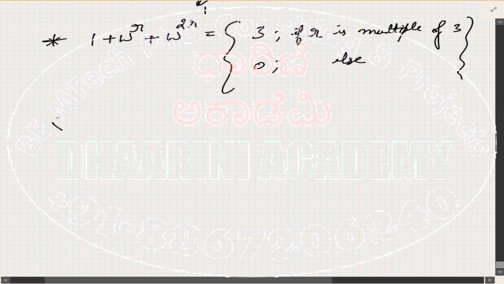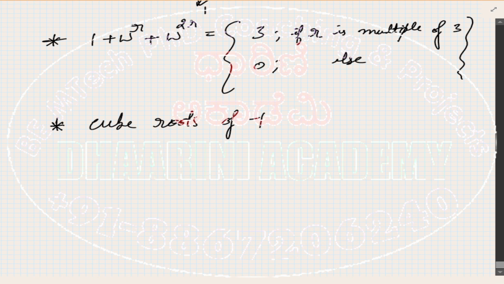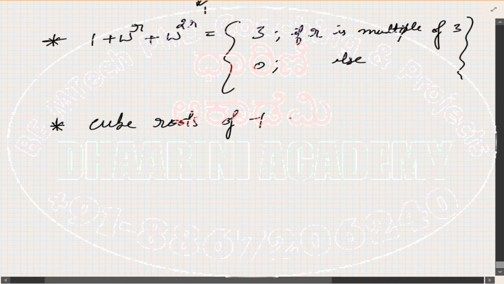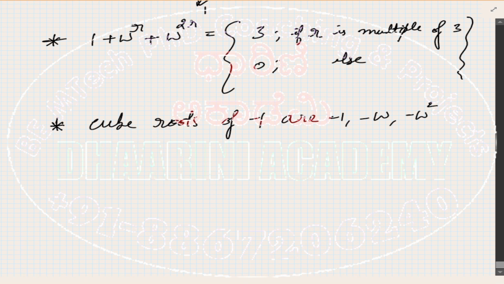Right, then very similar to the plus one, we have the cube roots of minus 1. So the next property: the cube roots of minus 1 are minus 1, minus omega, minus omega square. Alright, then let's go to another property.